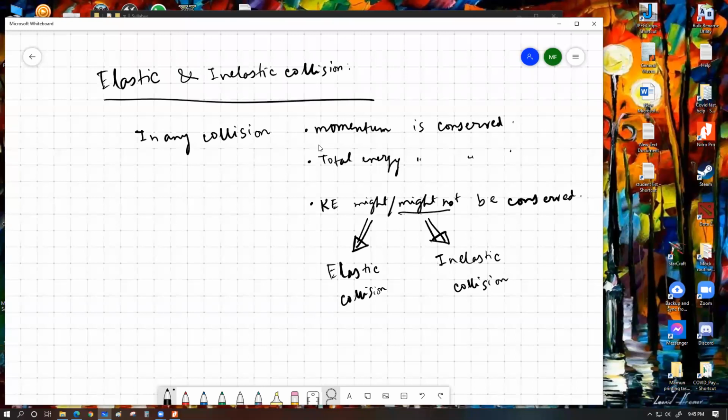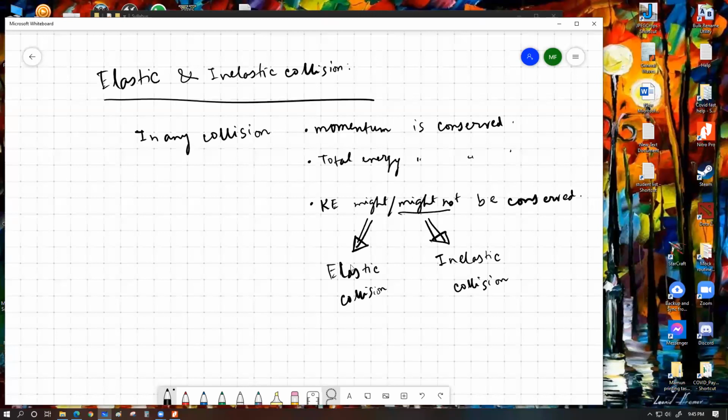In any collision, momentum is always conserved. Total momentum before collision, total momentum after collision. Whether it's an elastic collision or an inelastic collision, you will always have the momentum conserved. Total energy will also be conserved. But kinetic energy might or might not be conserved. If it is conserved, we call it elastic collision. If it is not conserved, we call it inelastic collision.